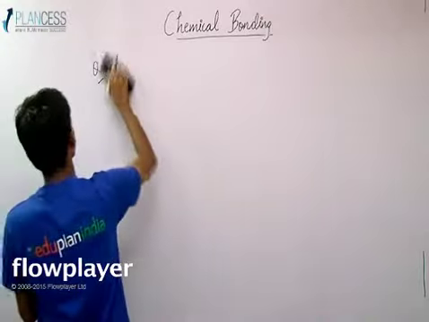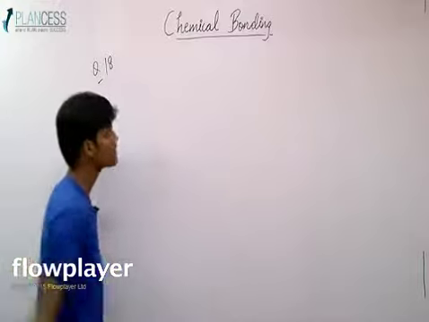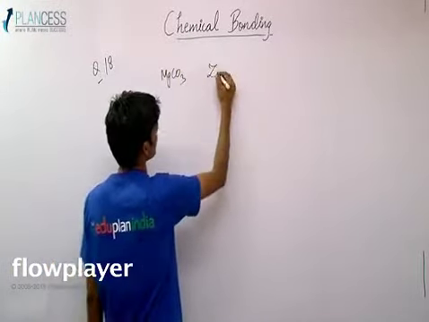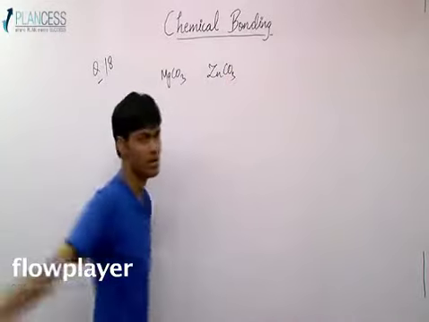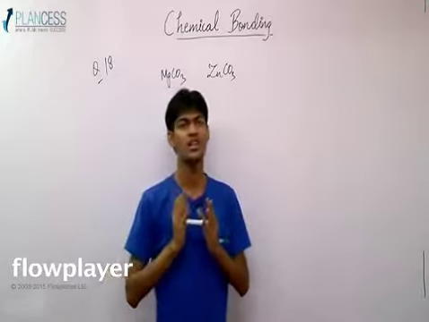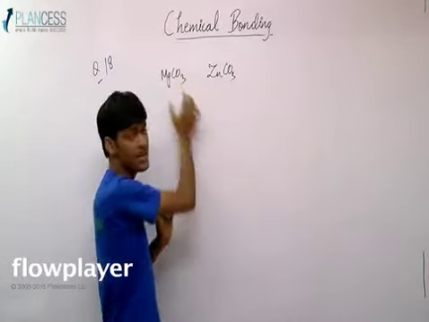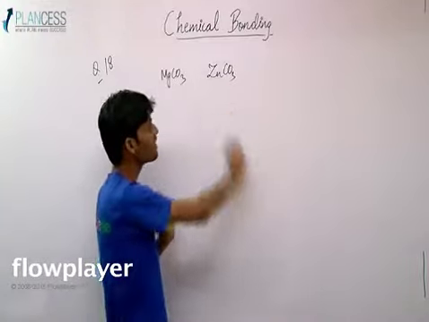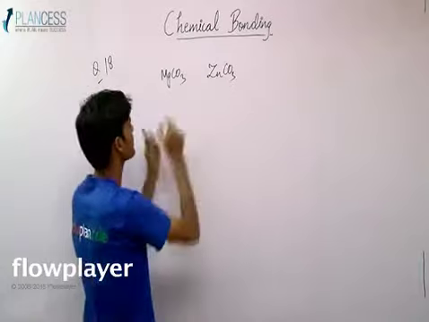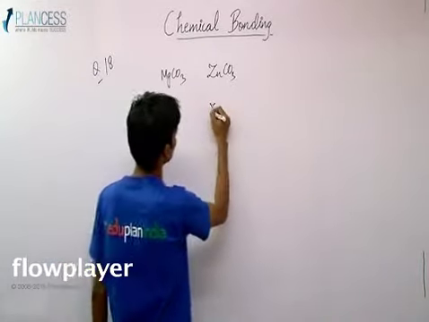Question number 18 is: out of MgCO3 and ZnCO3, which one is more stable? For stability, a stable compound means it doesn't want to dissociate, or it is stable in its present form. If it readily decomposes into other byproducts, then it is not as stable as the other one. So here Mg plus 2 is there, and here Zn plus 2 is there.